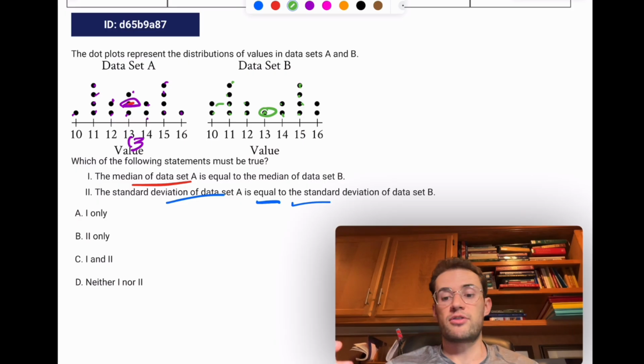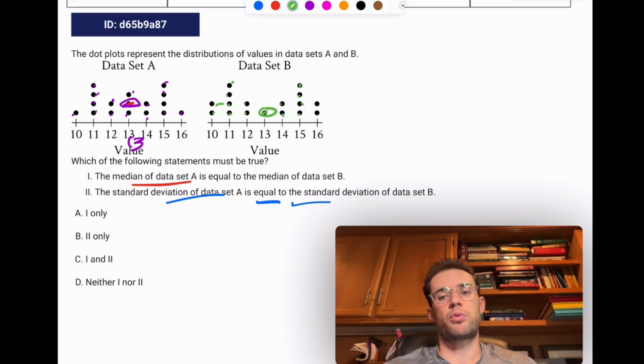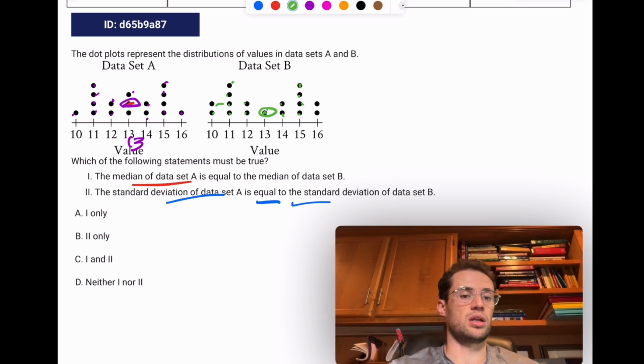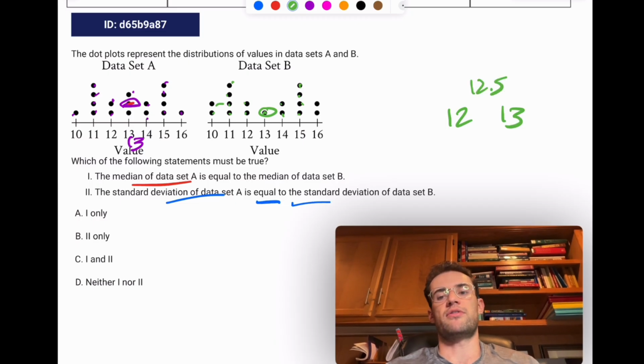So if there's an odd number of values, the median is literally just the middle value. If there's an even number of points and the two middle ones are the same, like in this case where they're both 13, then that's still the median. Or if they're two different numbers, say 12 and 13, then the median would be 12.5. Like if this was the 10th term and this was the 11th term out of 20 total terms.